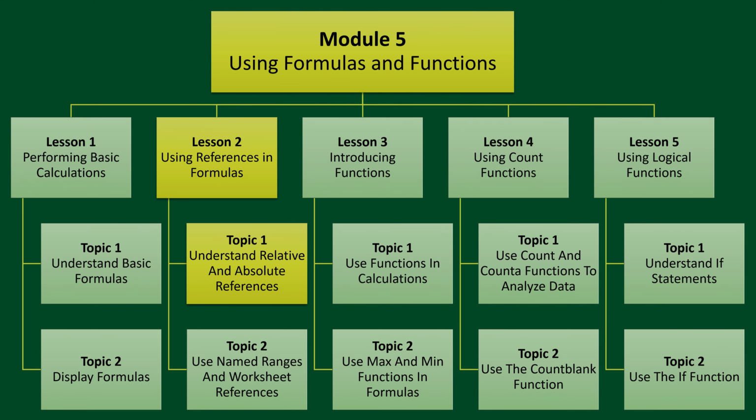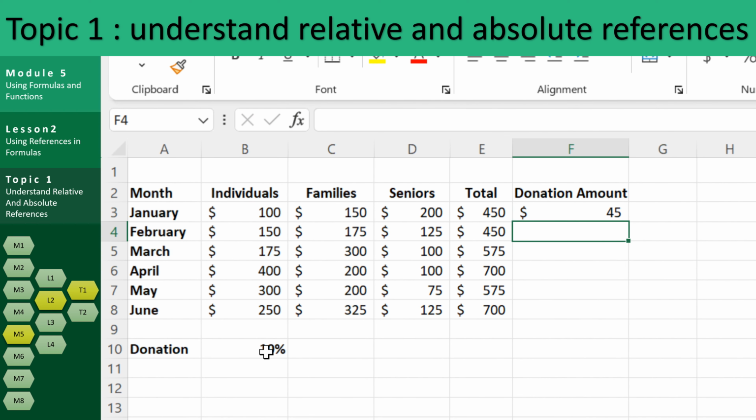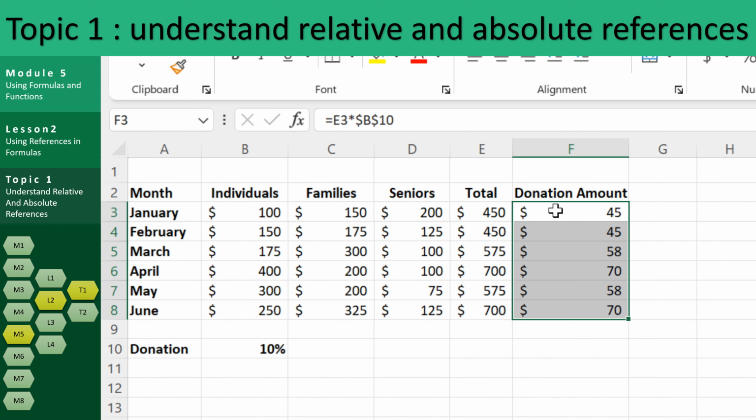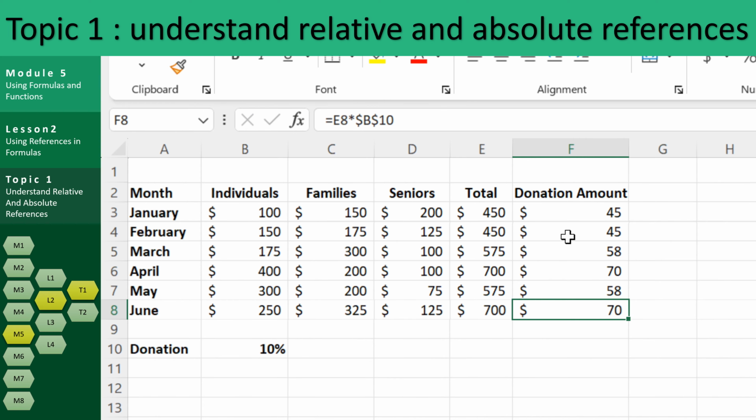Topic 1. Understand relative and absolute references. The benefit of using a cell reference is that when you copy the formula to a new location, the cell reference automatically updates. However, there may be times that you need the formula to always refer to a specific cell, regardless of where the formula is copied to in the worksheet. To ensure that your formulas calculate as intended, it is important to understand the concepts of relative, absolute, and mixed cell references.